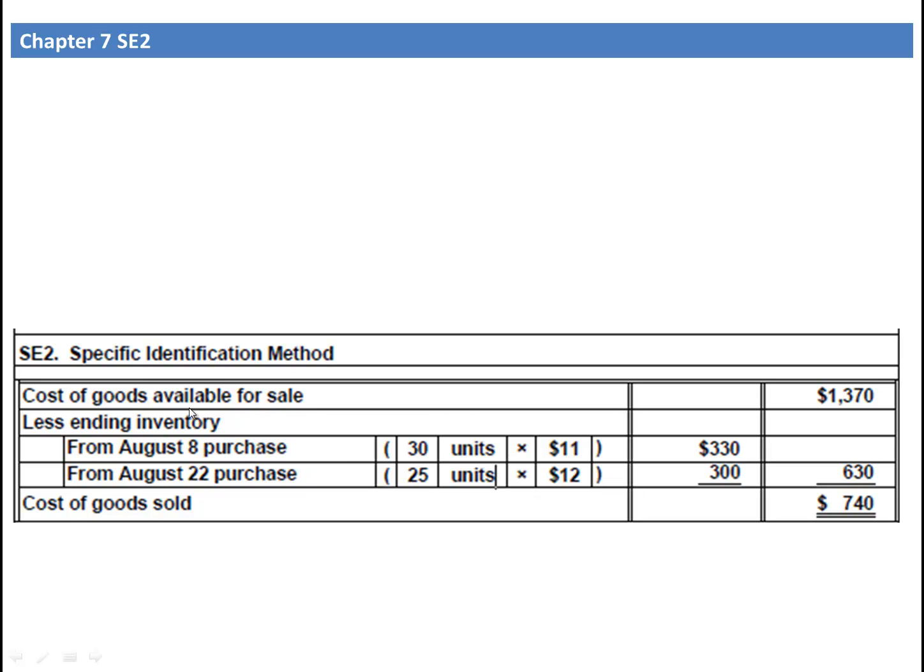So then when I put it into the full format, cost of goods available was 1,370. The cost of my ending inventory was $630, so that means I have $740 for my cost of goods sold. Now keep in mind, that's not what I sold it for. Those aren't my sales. That was my cost of those sales.